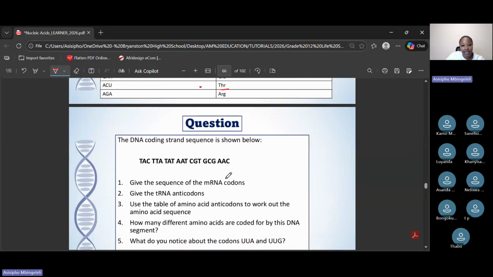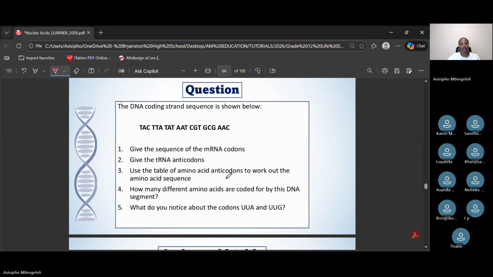Okay, let's come to this one. The DNA coding strand sequence is given. So this one, they've told you it is a DNA coding strand. Give the sequence of the messenger RNA codons. I am looking at the time, guys. So this should be simple. Oh, but there's quite a lot.